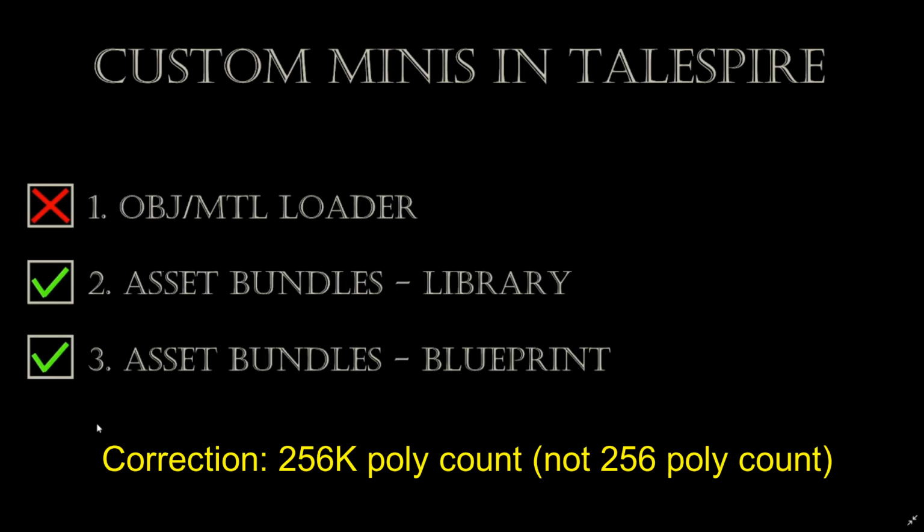Now, that's way beyond what you should be using anyways. Most Talespire assets should be around 6 to 12 or 6 to 16 K poly. That's basically the number of vertices or faces that your asset has. So the 256 limit is a high one compared to what your assets should normally be.